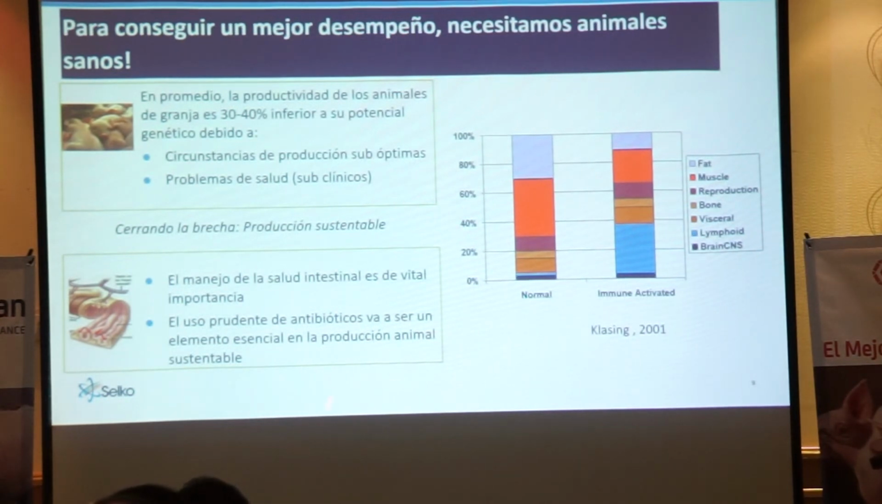And prudent use of antibiotics. So use antibiotics when the animals need it, and this will also help to create healthy animals and will increase the production capacity.